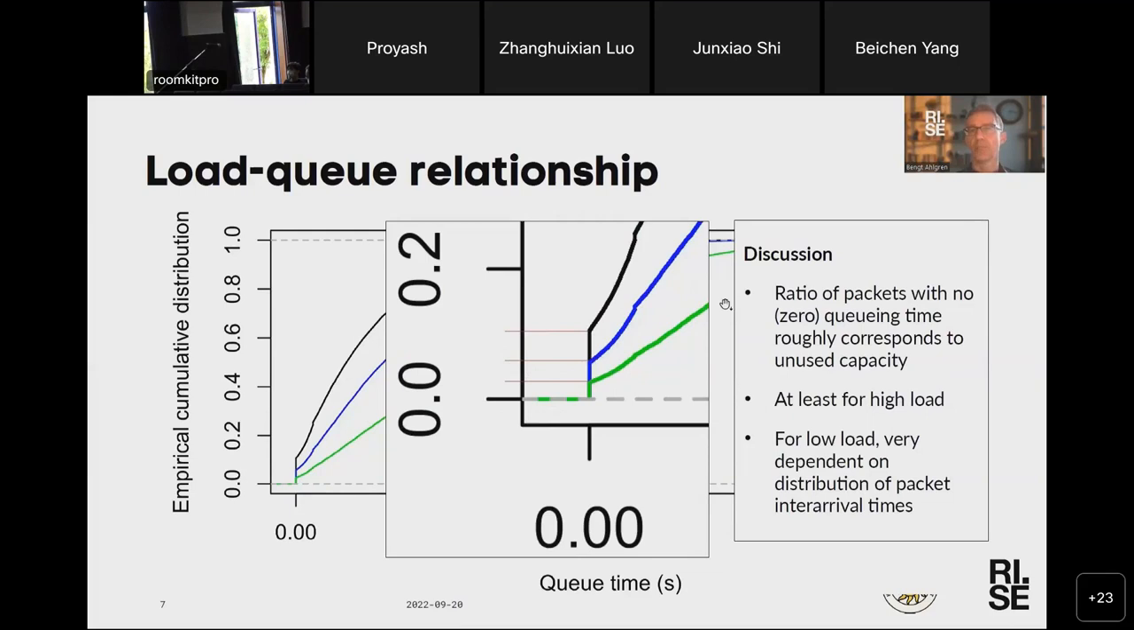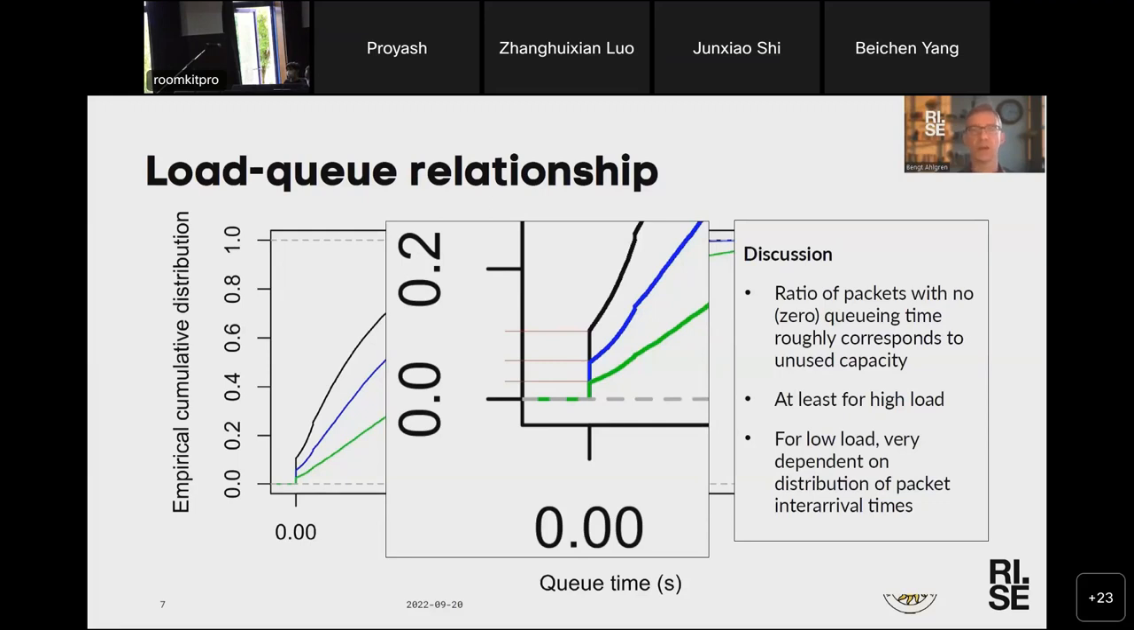So it seems like the ratio of packets that we know have zero queuing time roughly corresponds to unused capacity, at least for high load. For low load, we are very dependent on the distribution of packet inter-arrival times. We are well aware of that, but we are mostly interested in high load, and we believe that the relationship holds sufficiently well for our purposes.